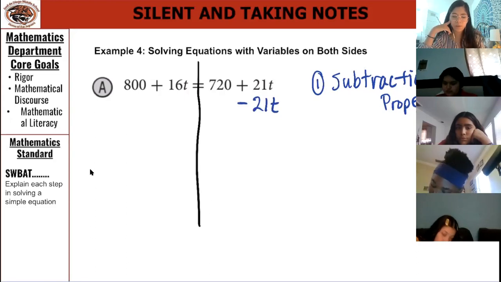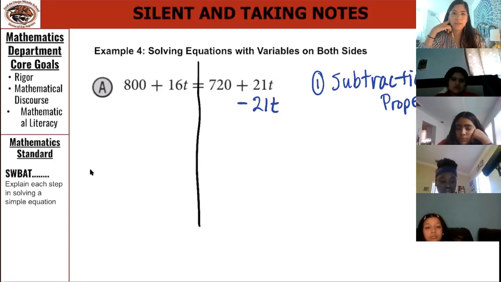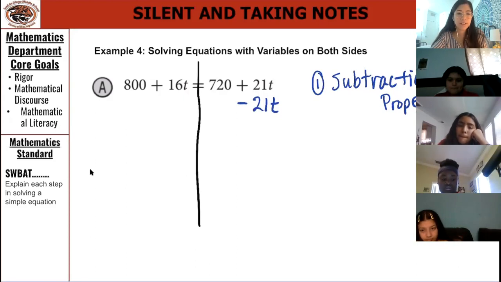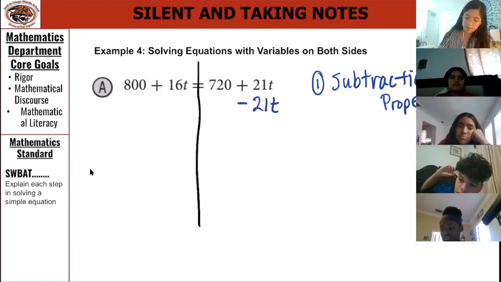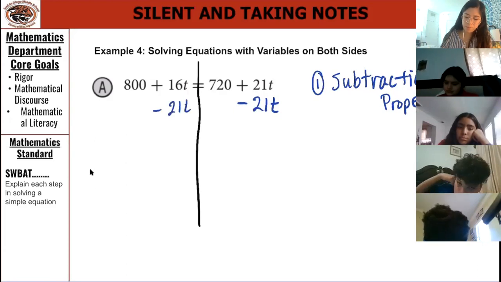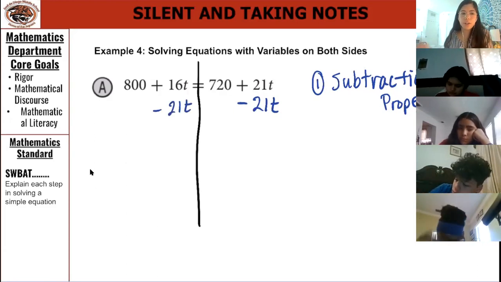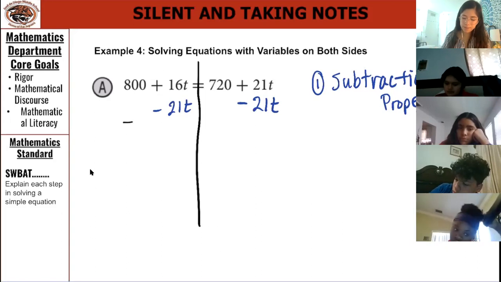But now I have to choose. Do I put it under the 800 or do I put it under the 16? I'm hearing both. So let's think about it. I'm hearing a lot of 16s. Why would I want to do it under the 16? Because it has a t. Exactly, because it has the variable. So when you use your subtraction property, you have to make sure you're lining it up under the like term. Since 21 has a t, you have to put it under the 16 because that also has a t.